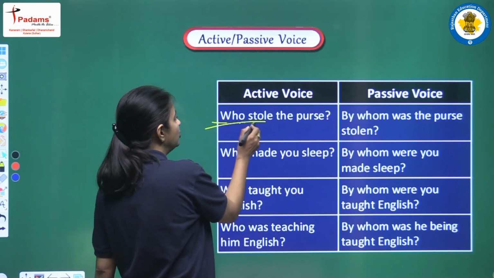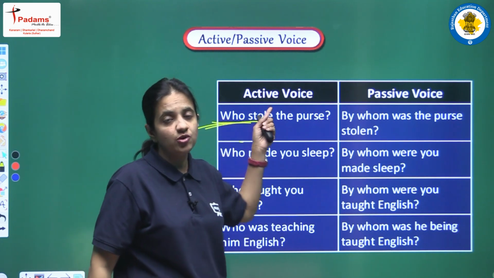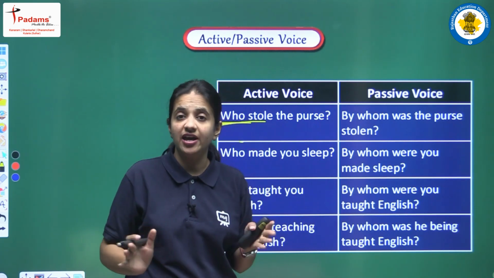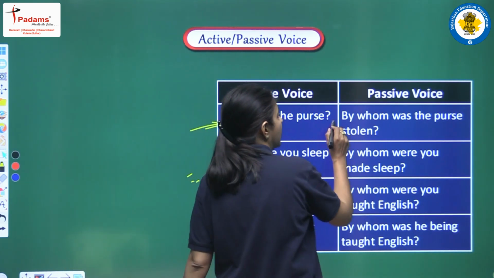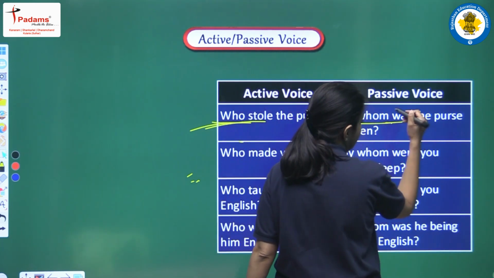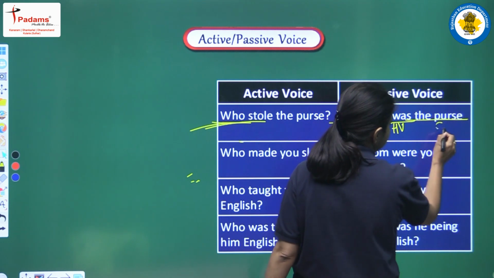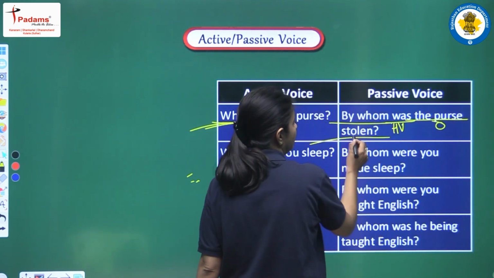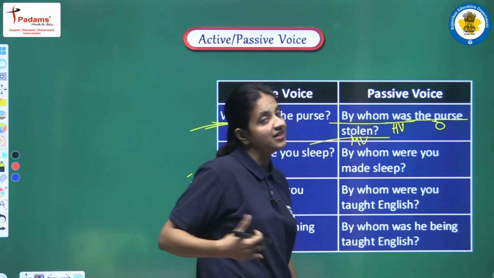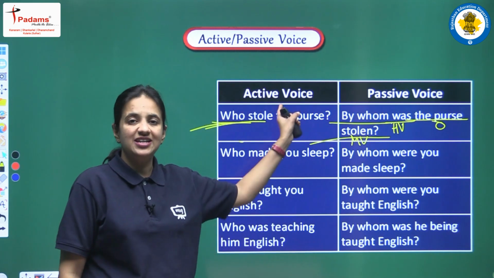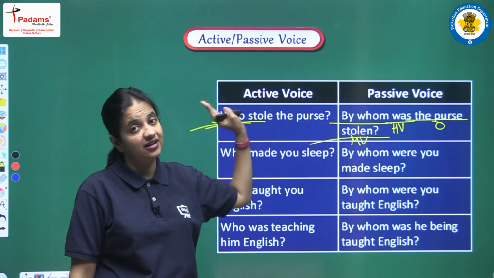So according to the rule that we have discussed, "who" will be converted into "by whom". So first of all we will write "by whom". After that we are writing "was", that is the helping verb, then "the purse", that is the object, and then there will be the main verb, or we can say the third form of the main verb. So yes, this is the structure, and learn it very carefully.